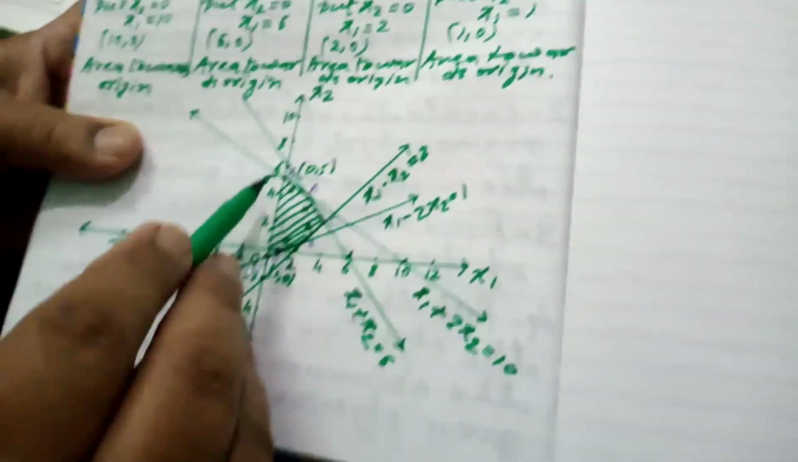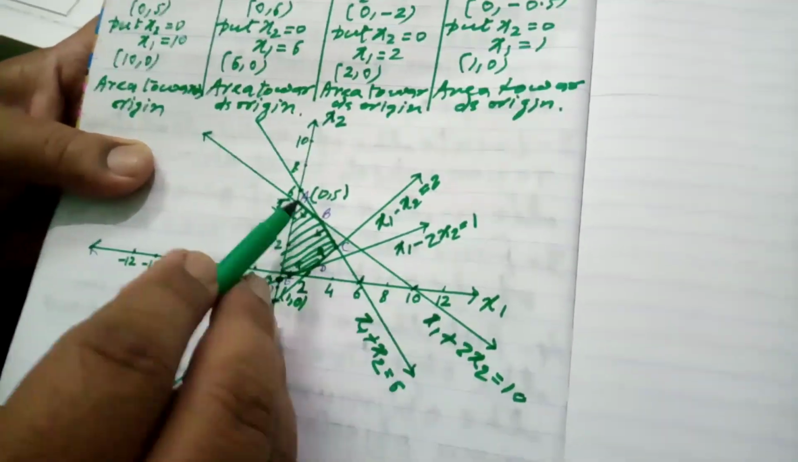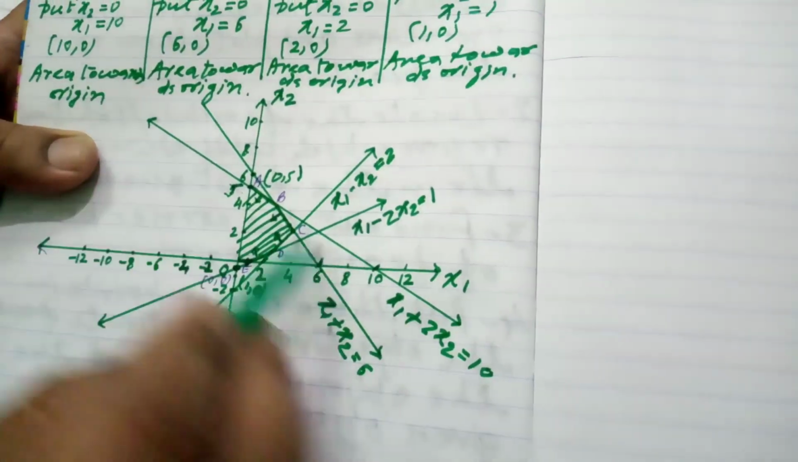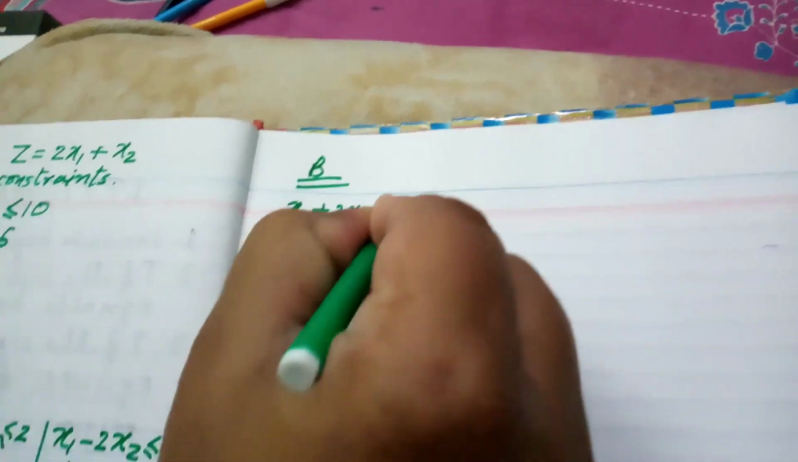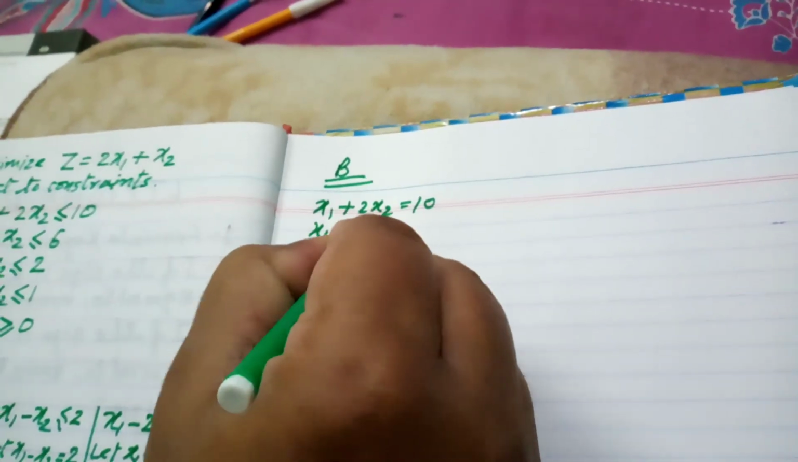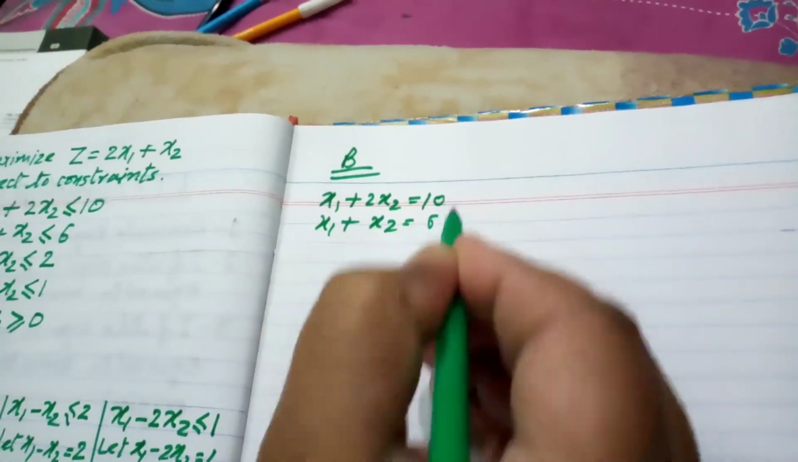What we'll do, in order to find out the value of point B, we'll solve the equations of these two lines. This B is the point of intersection of these two lines. Now what are these two lines? First is x1 plus 2x2 is equal to 10, and the other is x1 plus x2 is equal to 6.